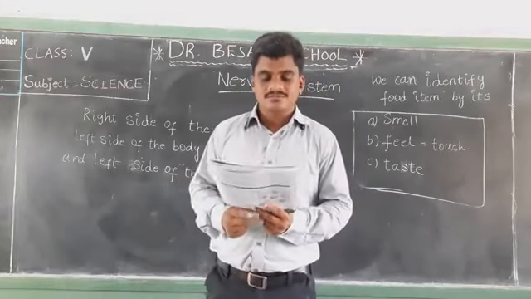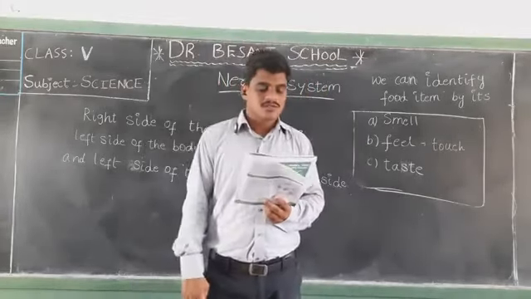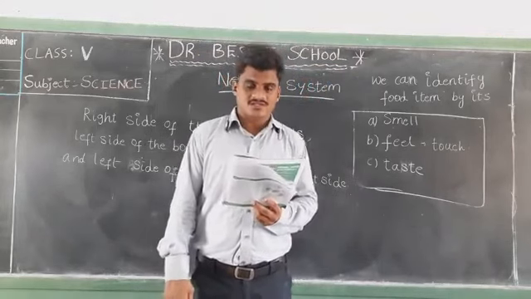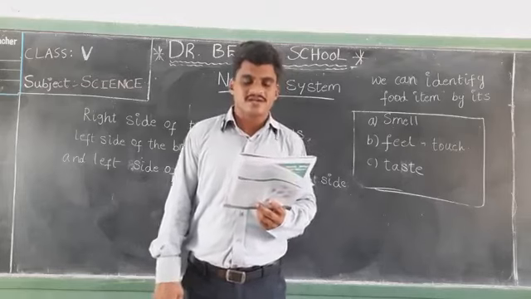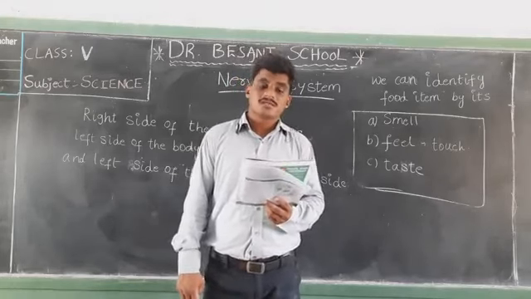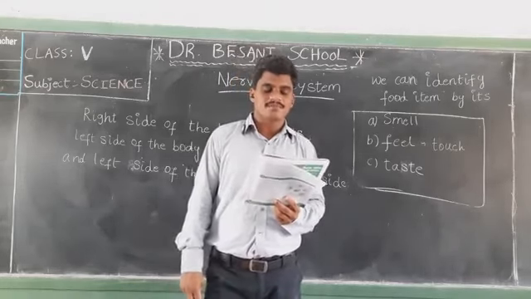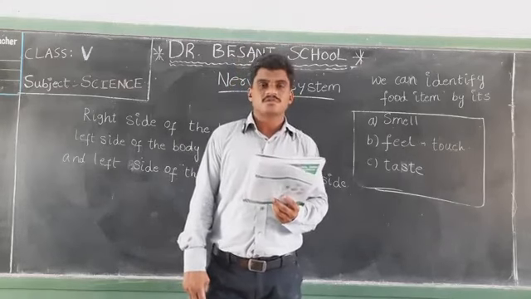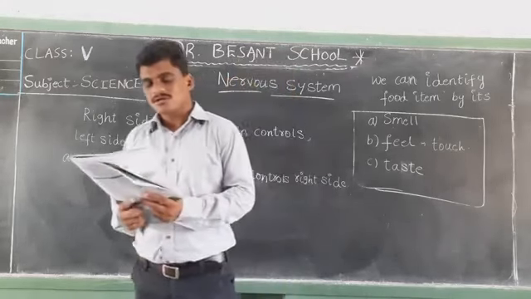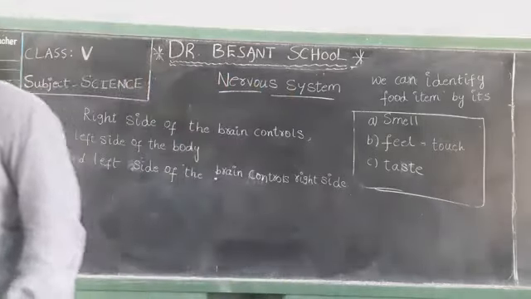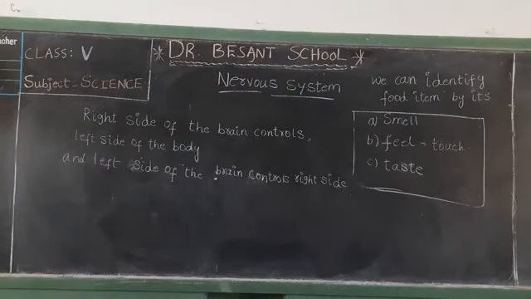Next, the third one, nerves. The nerves are like wires. They are spread in our entire body like a spider's web. They connect different body parts and organs to the spinal cord and to the brain. Now children, move to the concept of understanding. Our nervous system is like a postal service.